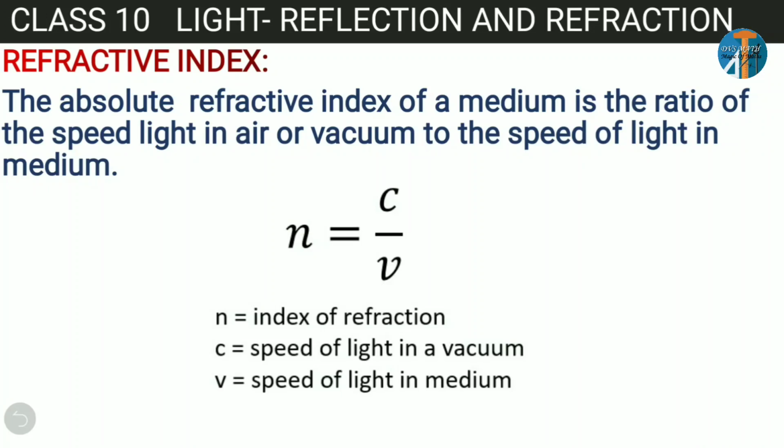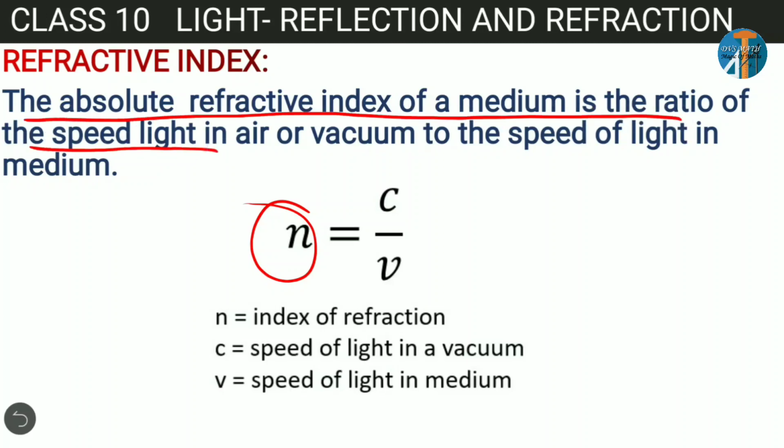We just discussed the second law. The second law says sin i by sin r is equal to constant, right? Sin i by sin r is equal to constant. That constant we are calling the refractive index. The refractive index of a medium is the ratio of the speed of light in air or vacuum to the speed of light in the medium.